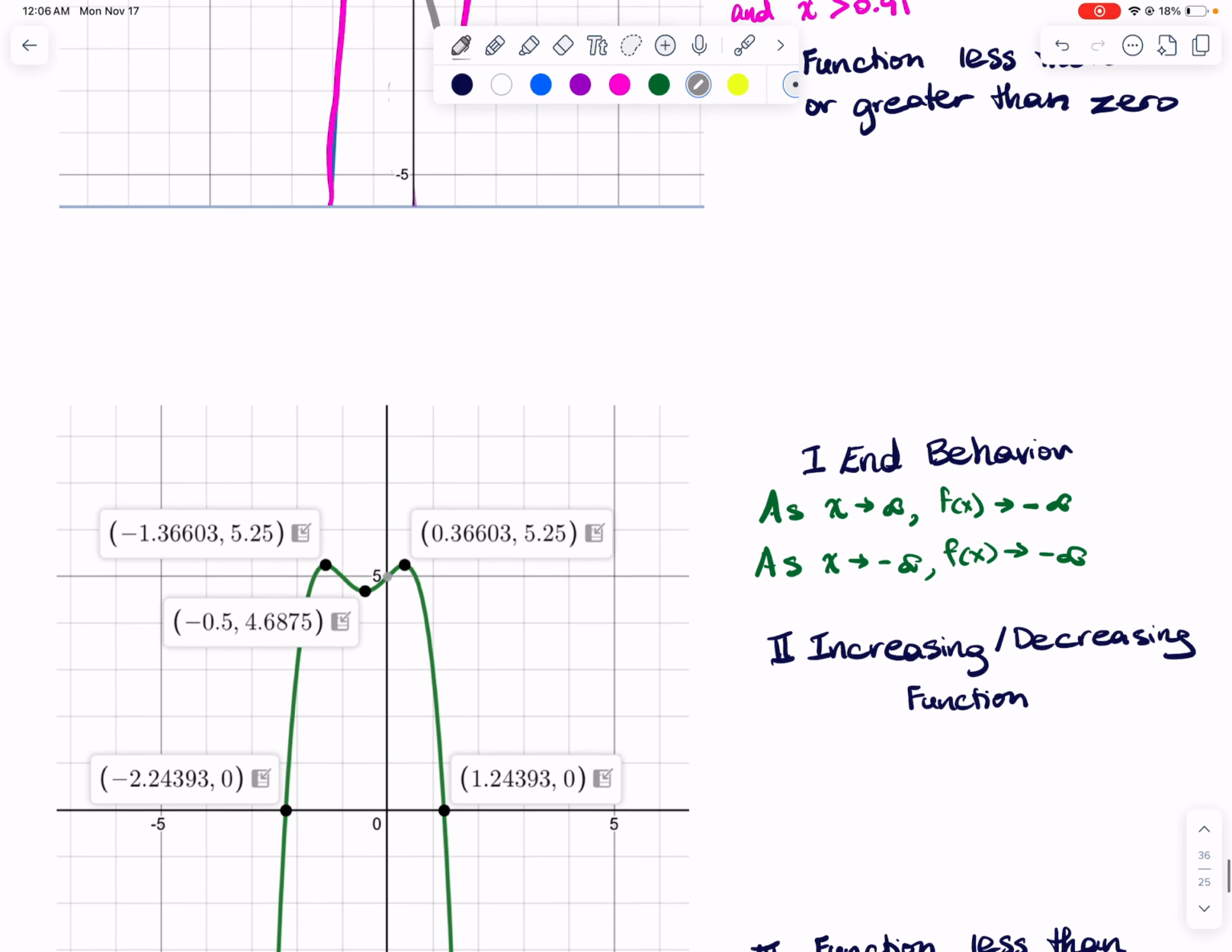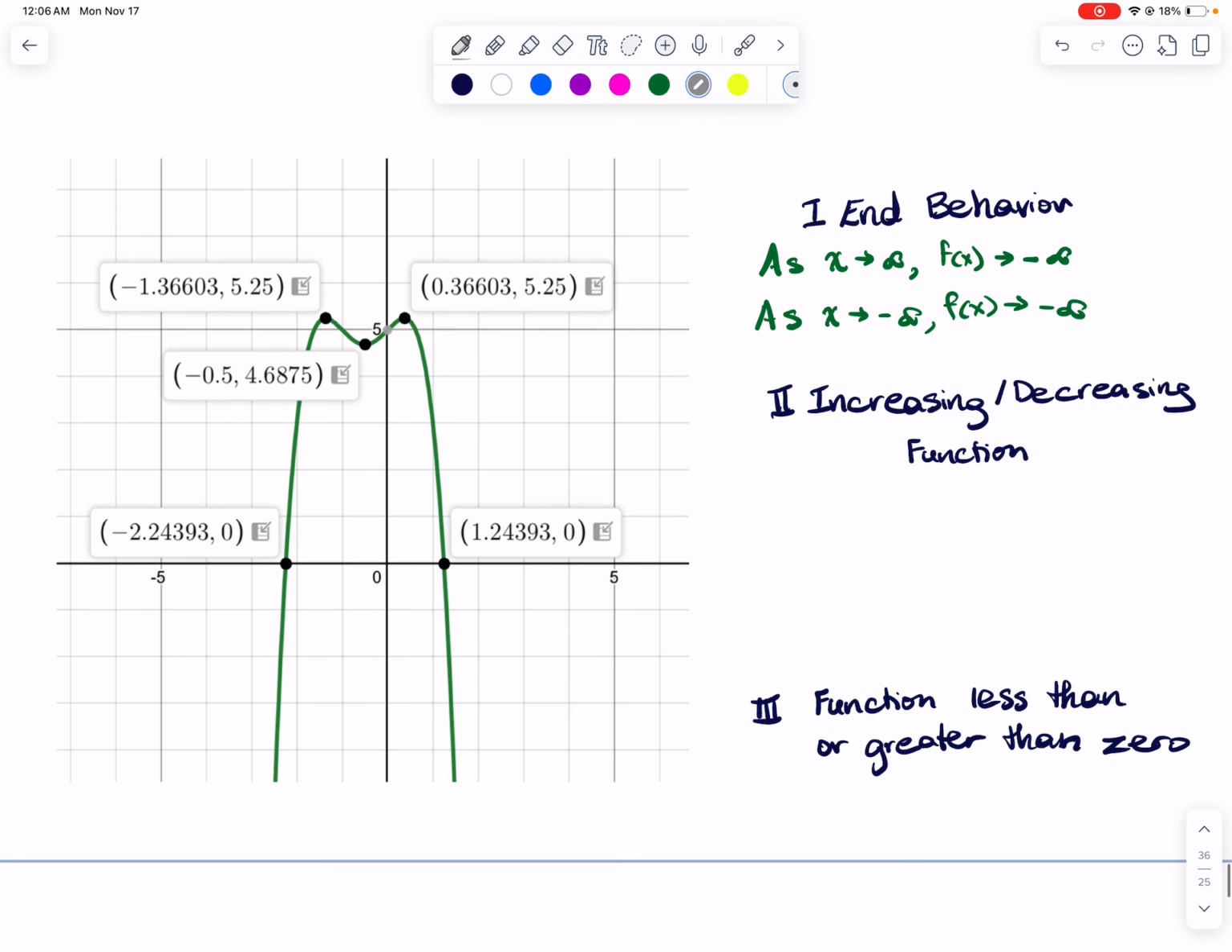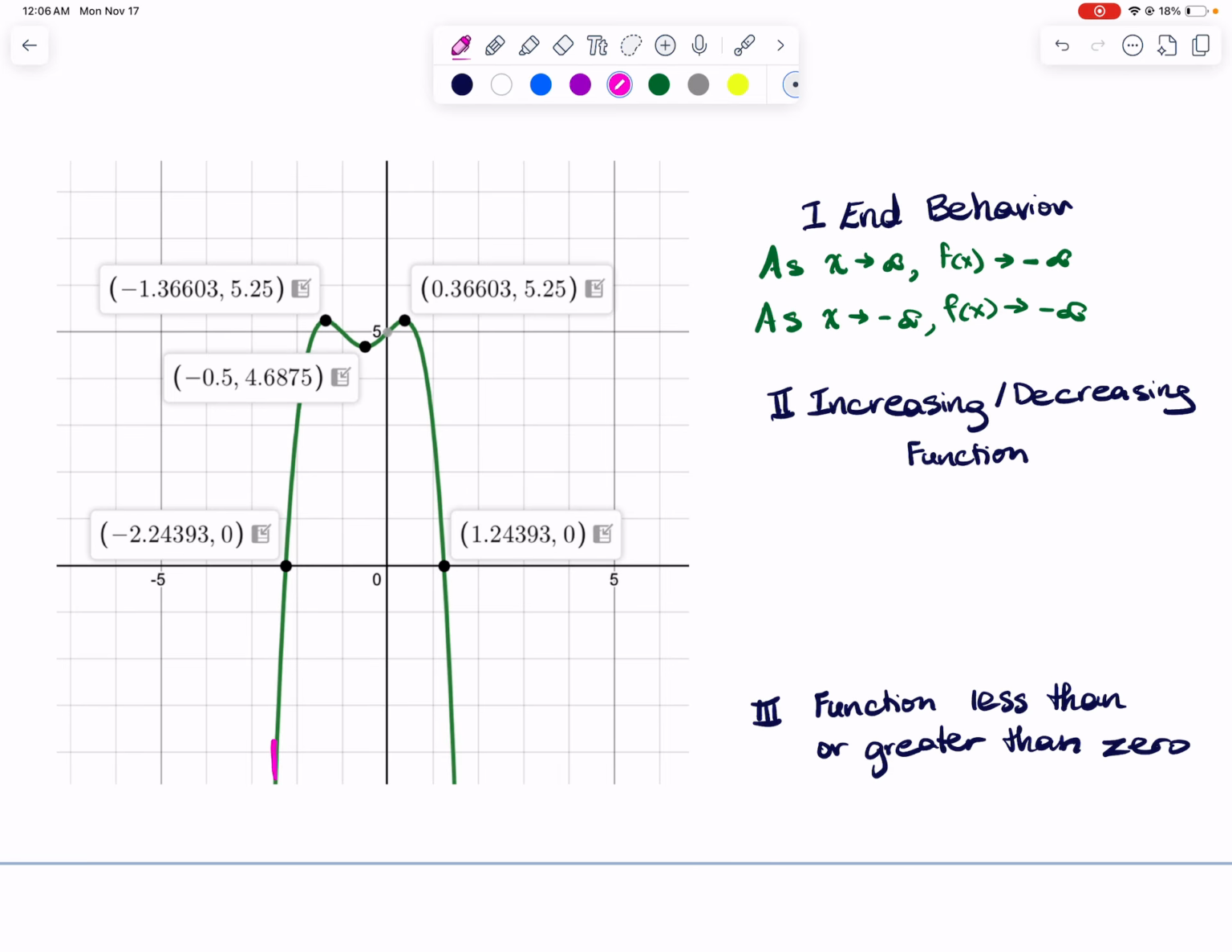All right, so let's look at increasing and decreasing intervals in our next graph. So let's do pink again. We see our graph is going up here, and it's also going up here in pink. So from left to right, our function is increasing in those areas that I just traced in pink.